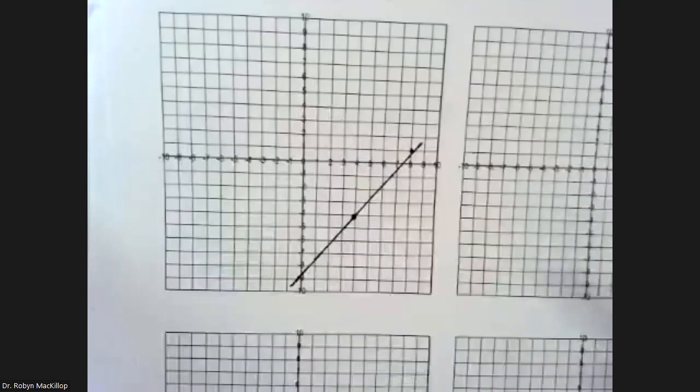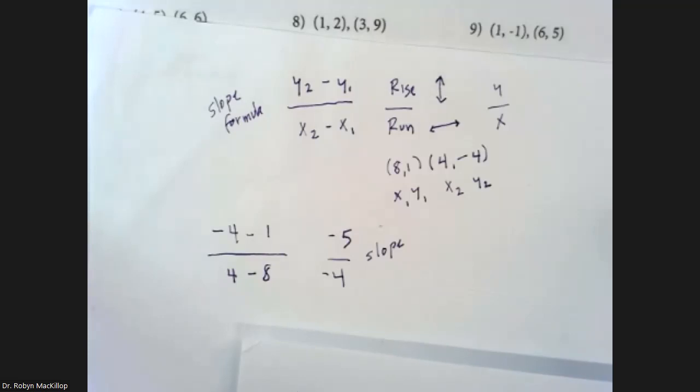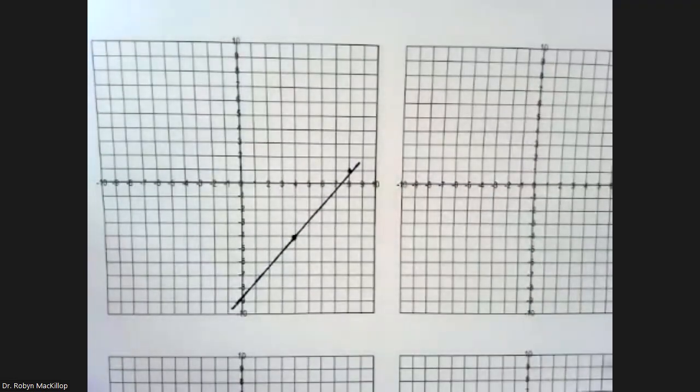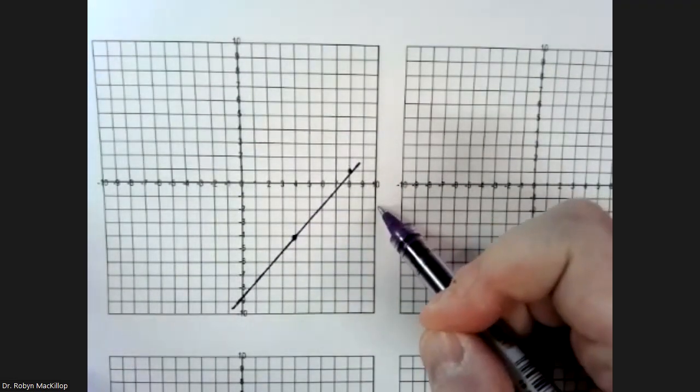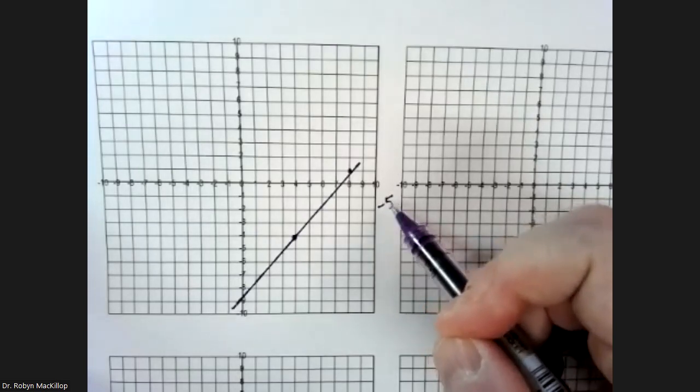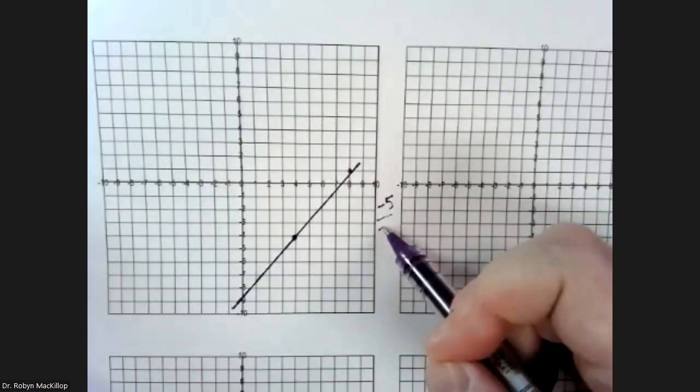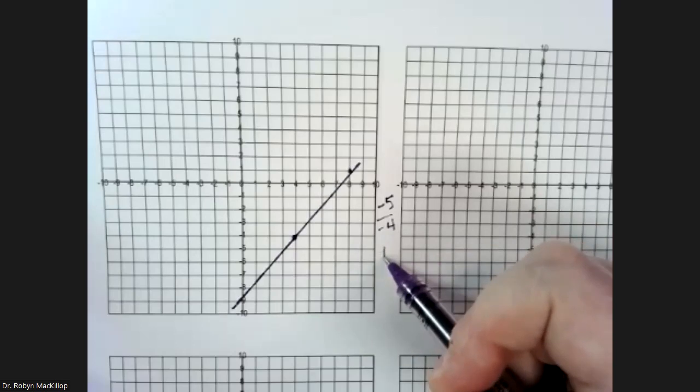All right, so we are looking at the slope. What did we find for slope on this one? -5 over -4. It's a positive line because they're both negative. Bad guy leaves town. It's good for the town.